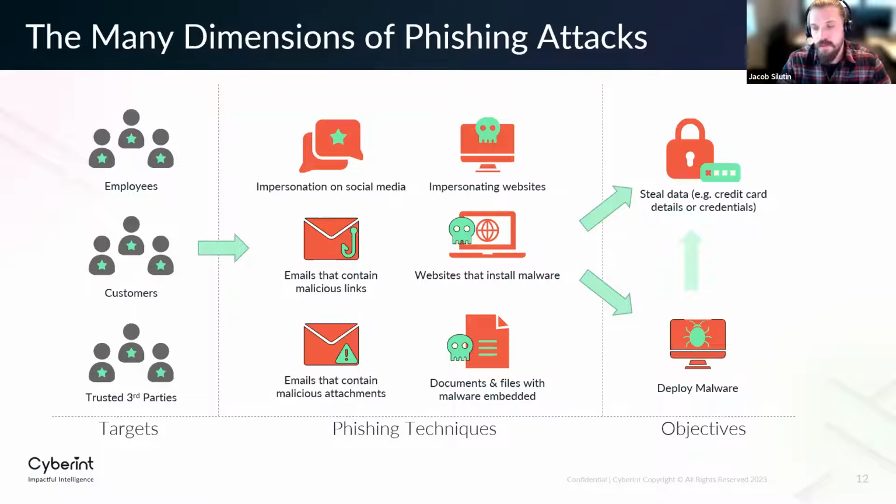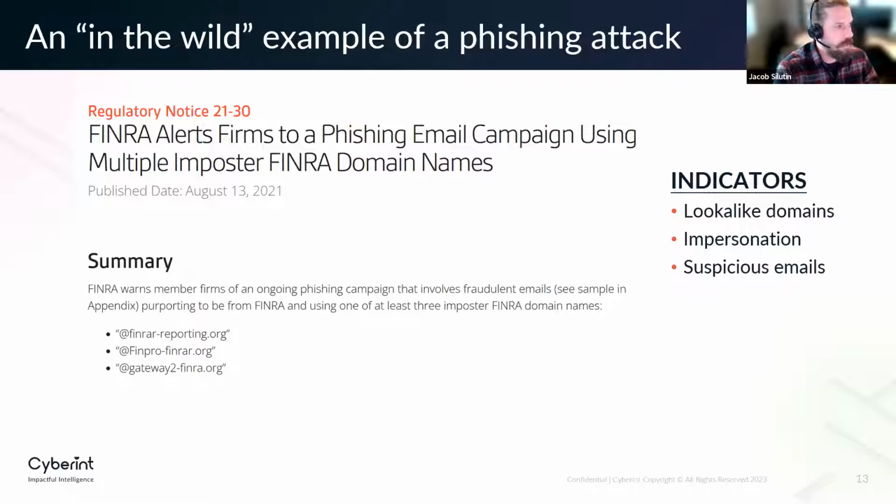And the objectives, or what happens if you are attacked or if you fall victim to one of these types of techniques, is that it results in either the deployment of malware on the machine, and that malware collects the information, or it just results in stolen data. So if you go onto a website and enter your information, it's just stolen directly from there. And we'll look at a few examples for phishing, and we'll also look at a few examples for the types of malware that reside on these machines in a few slides.